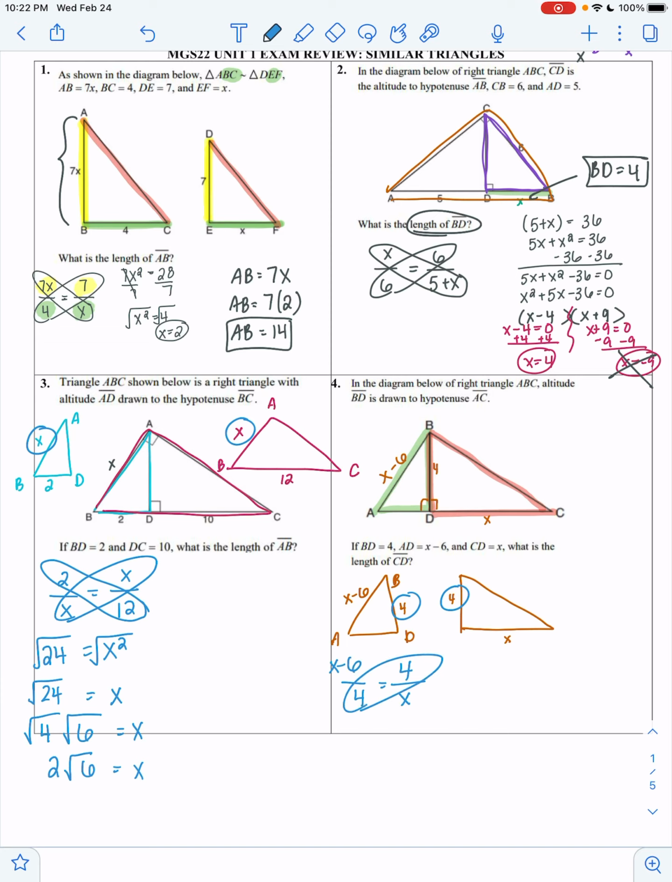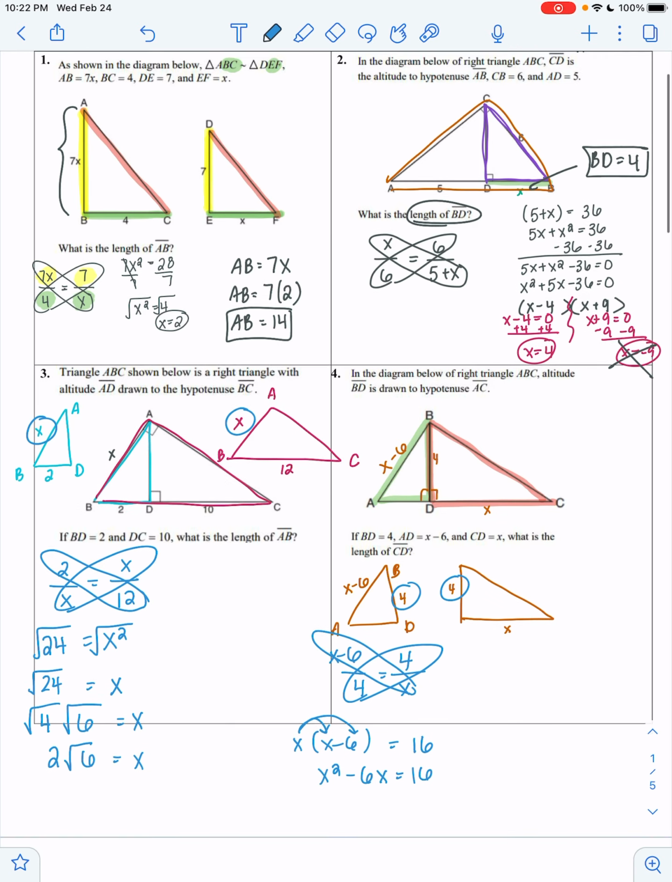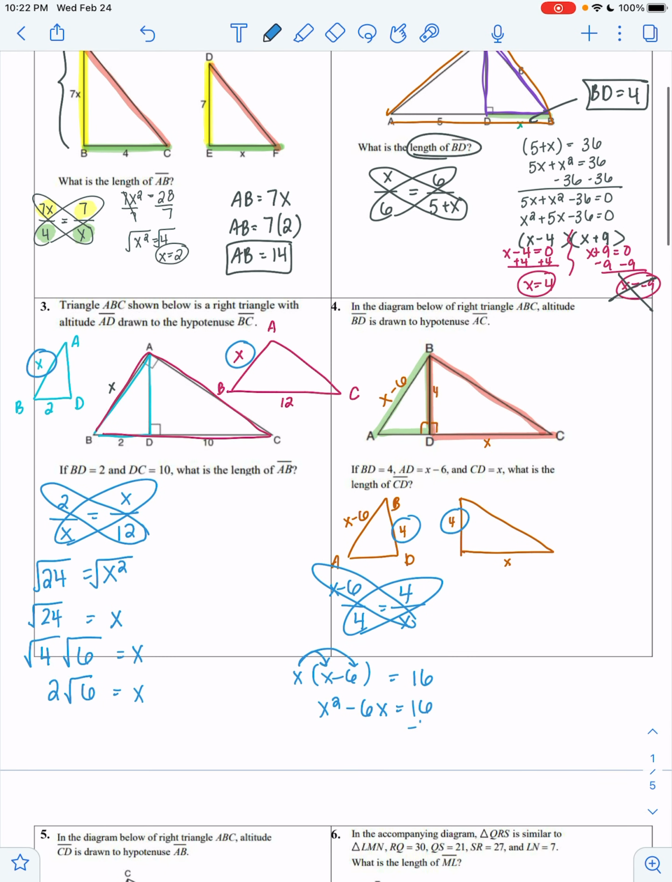Let's cross multiply. We get 4 times 4 is 16. This one is really similar to number 2, right? So X times X minus 6. All right, let's distribute. X squared minus 6X is equal to 16. The next thing we want to do is set this equation equal to 0 so that we can solve it. X squared minus 6X minus 16 is equal to 0.